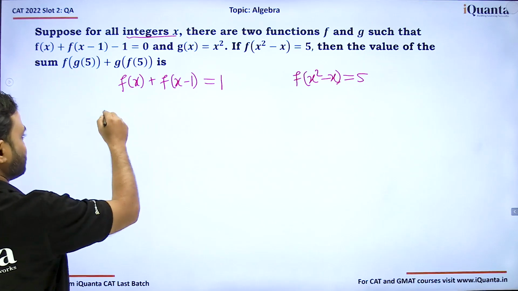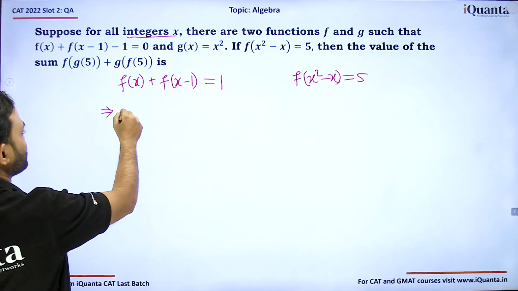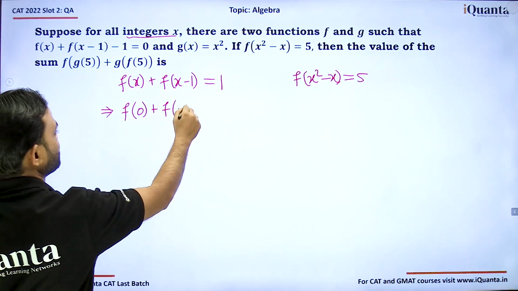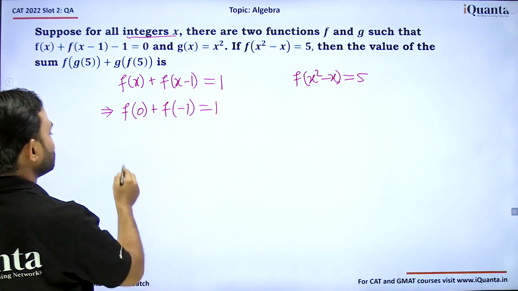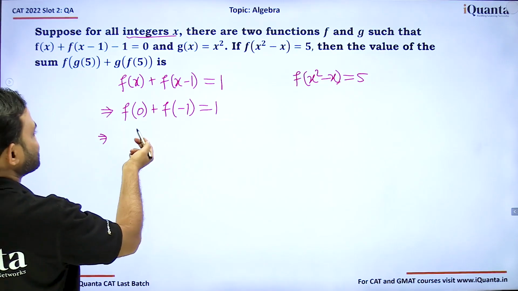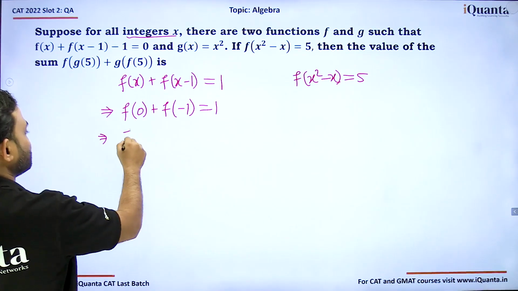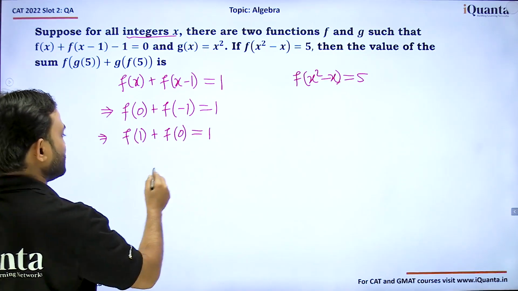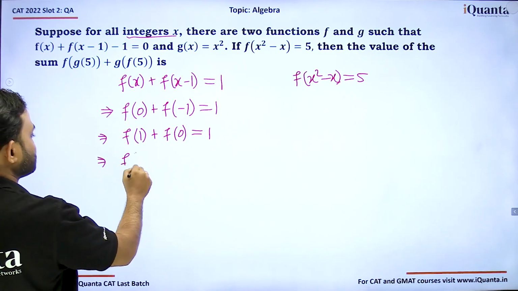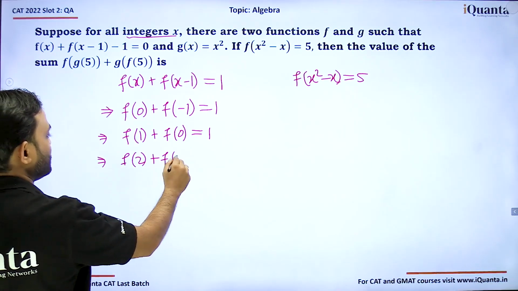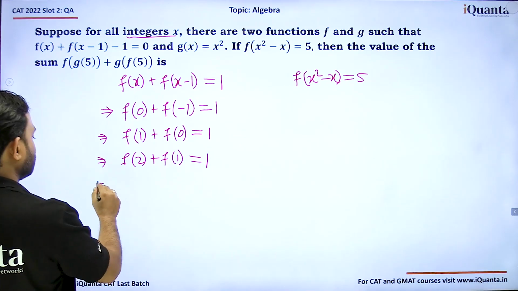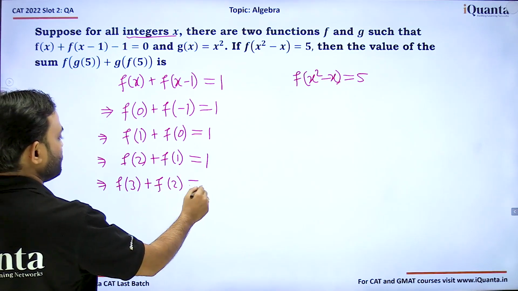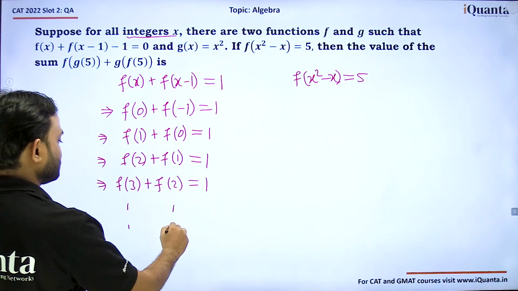Now if I take x is equal to 0 here, I can say f(0) plus f(minus 1) will be equal to 1, or if I take x is equal to 1 here, this will be f(1) plus f(0) equal to 1 again, or similarly we can say f(2) plus f(1) will be equal to 1, f(3) plus f(2) will be equal to 1, and so on, right, and so on.